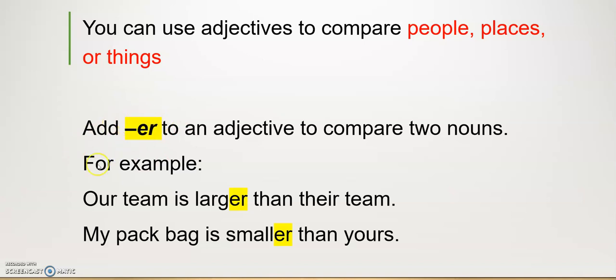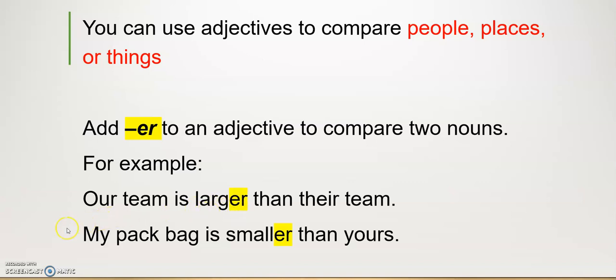Okay, for example, our team is larger than their team. I'm comparing our team to their team. So there are only two things that I'm comparing. And I'm giving you the information that our team is larger than their team. So that's why we added er to large. Large is the adjective and we added er.